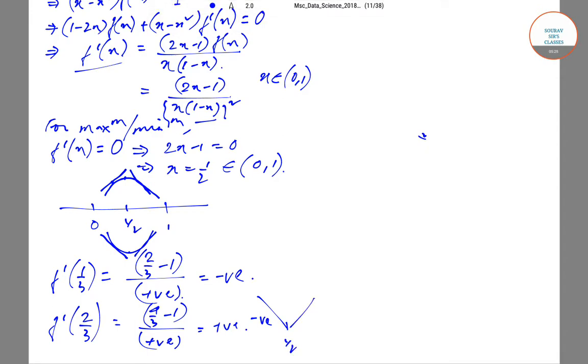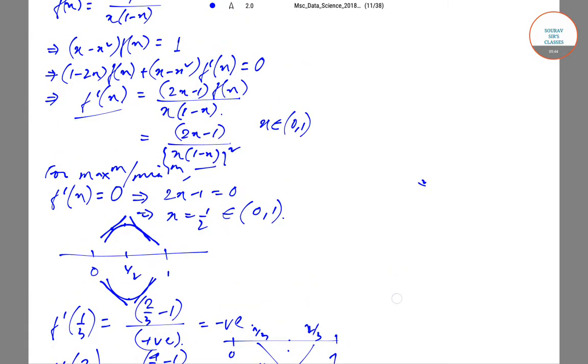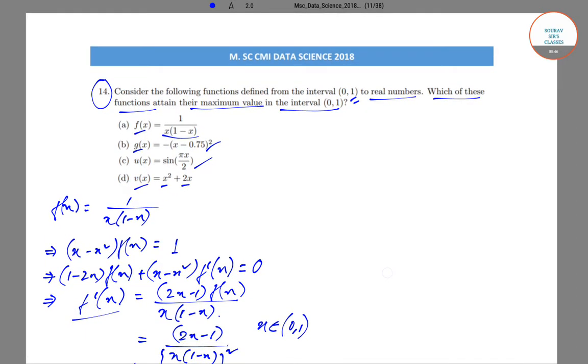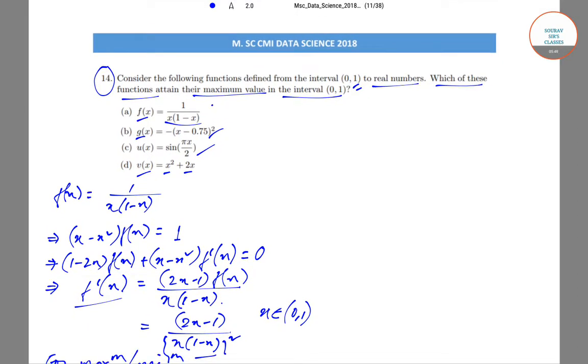So as you can see over here, this will basically mean that it is a minimum at the point 1 by 2, which is a point between 0 and 1. So this is how we found out the maximum and minimum over here. As you can see, for the first option there is no maximum, so option A is incorrect.